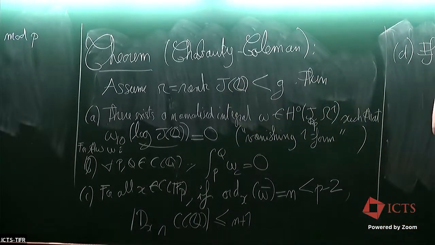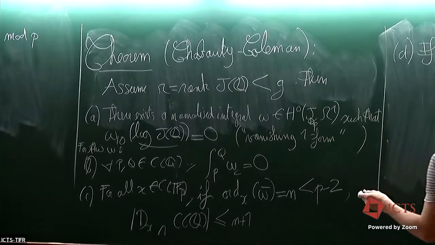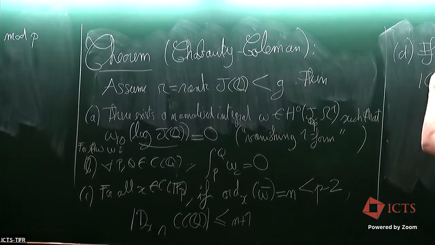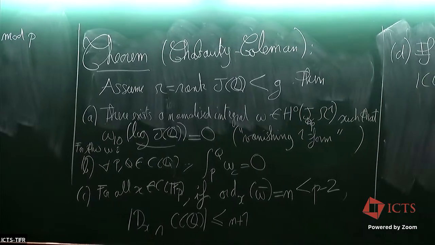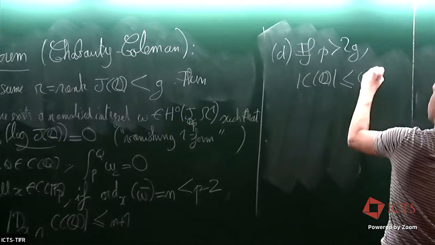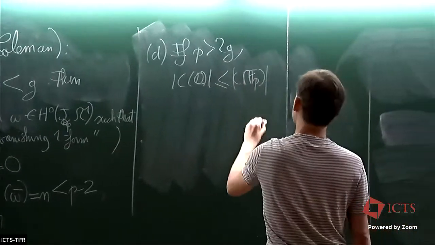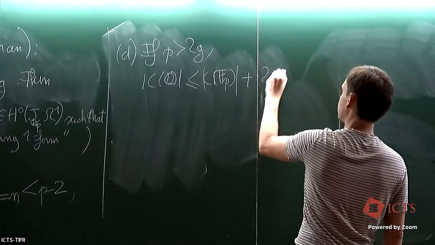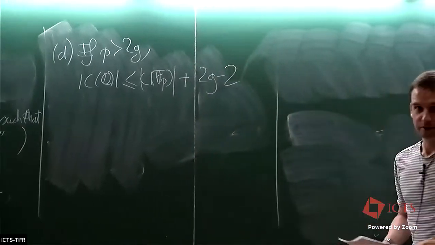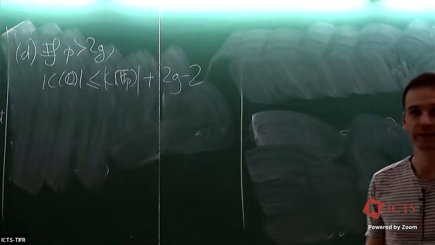And now, putting together all possible bounds on this, I get: if p is larger than 2g, the order of C(Q) is less than the order of the F_p points. I count F_p points, and I add 2g minus 2. Do you know why the 2g minus 2? Where does it come from?